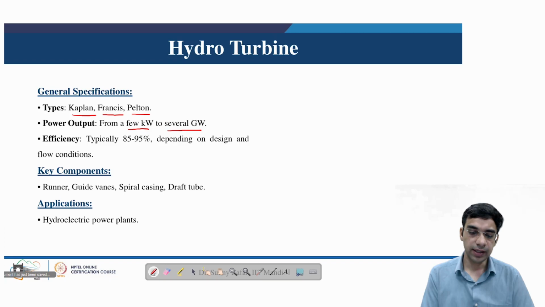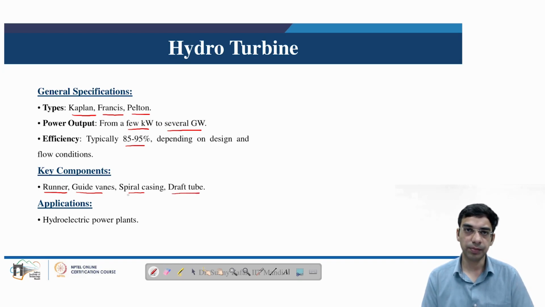Hydro turbines typically operate in an efficiency range of 85 to 95%, and depending on the design and flow conditions, this efficiency may vary to a certain extent. The key components in any hydro turbine include the runner, the guide vanes, the spiral casing, and the draft tube. So it is important to design these key components in a proper way so that the efficiency of the hydro turbine is not compromised. Hydro turbines are primarily used in hydroelectric power plants where a perennial supply of water is used to generate electricity throughout the year.